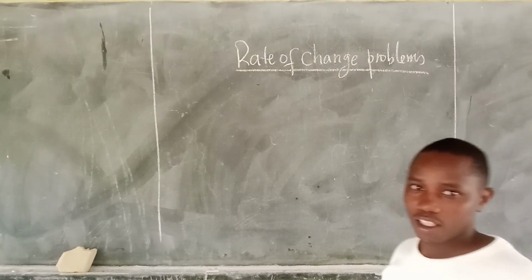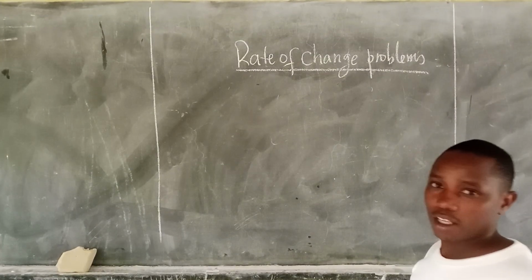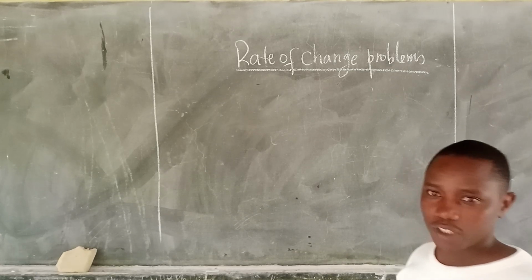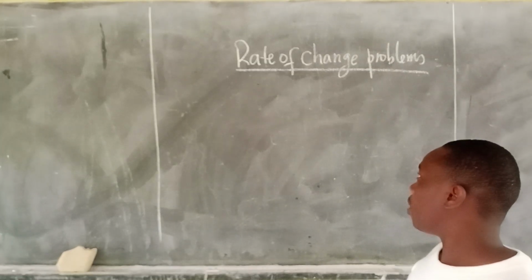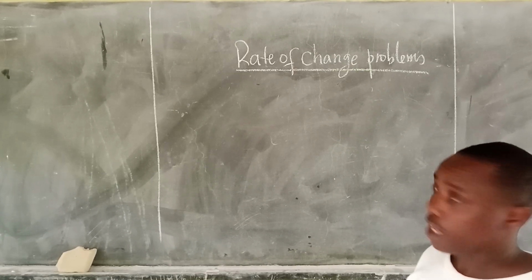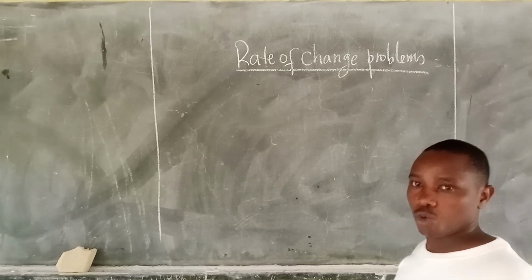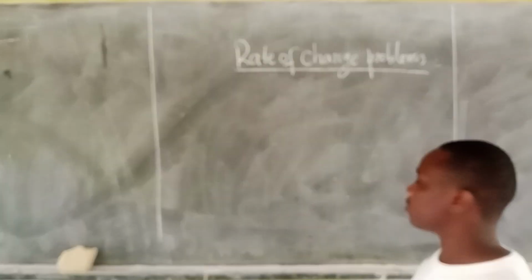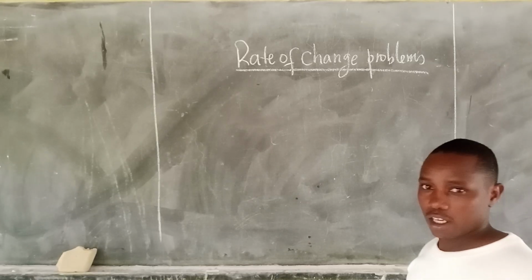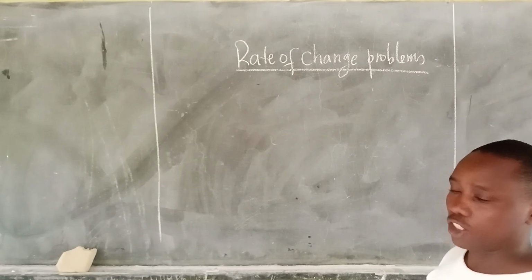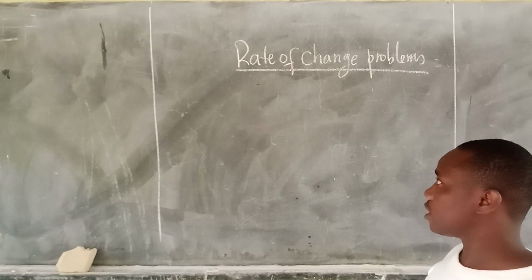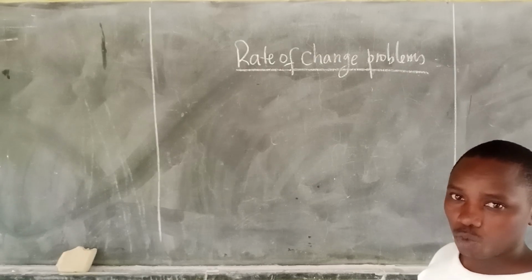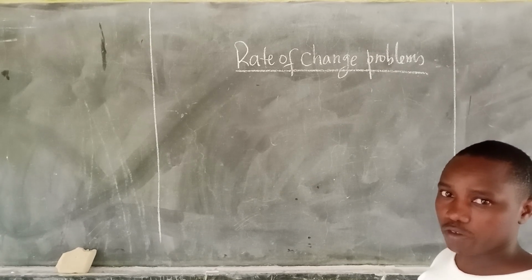Here, on the top of our board is a rate of change problem. I want you to just remember what a rate of change is. Rate of change problems are one of the applications of differentiation, besides the normal and tangent line to a curve. Let's look at one example, and this example will be solved here.